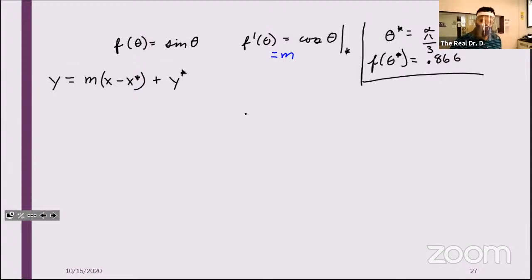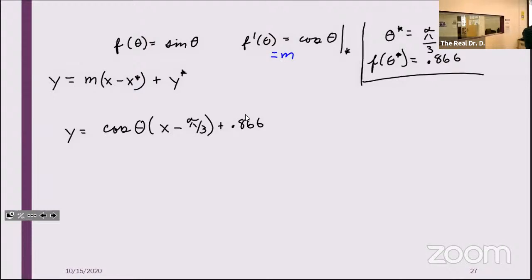So I'm looking for y, my y coordinate, and I know my slope is cosine theta. x star was just pi over 3. y star is just sine, is just f of theta star, which is 0.866. And there it is. There's my linearized equation.